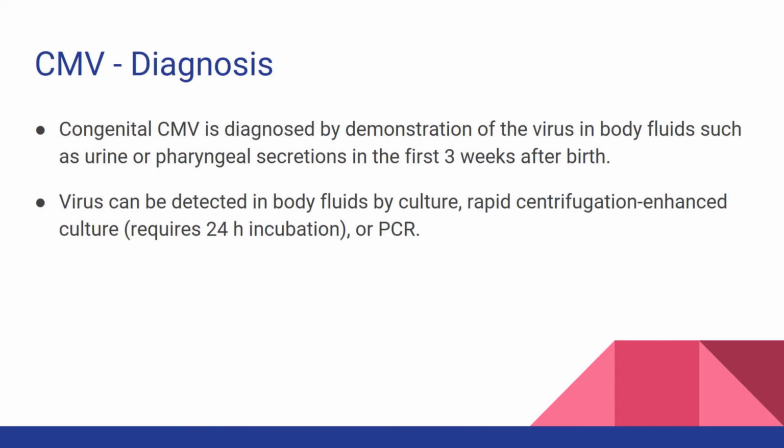So diagnosis. Congenital CMV is diagnosed by demonstration of the virus in the body fluid, such as urine or pharyngeal secretions, within the first 3 weeks after birth. The virus can be detected in body fluids by culture or rapid centrifugation enhanced culture, or PCR as well. Viral culture is actually the gold standard, and so that's why we'll often end up doing that urine CMV.